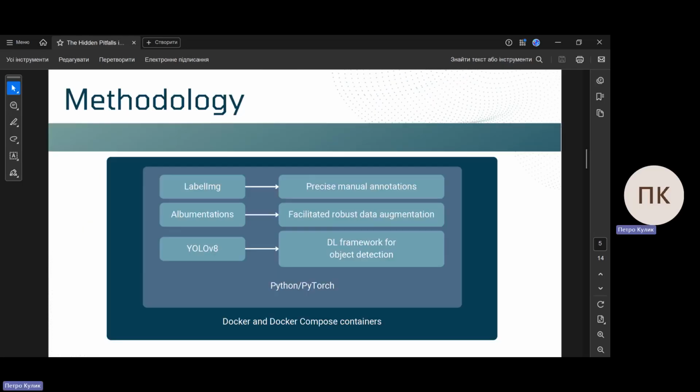The methodology relied on several key tools and libraries. YOLO v8 provided the core detection model. Docker and Docker Compose ensured reproducibility and portability. LabelImg supported expert-guided manual annotation. Albumentations was used for advanced data augmentation and synthetic data generation. This integrated configuration establishes a reproducible modular pipeline for end-to-end training and deployment.